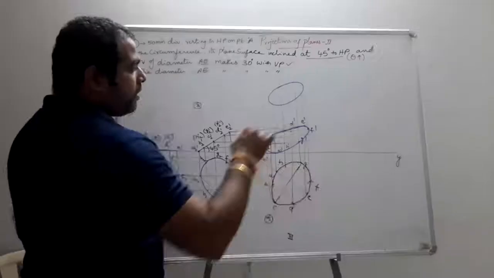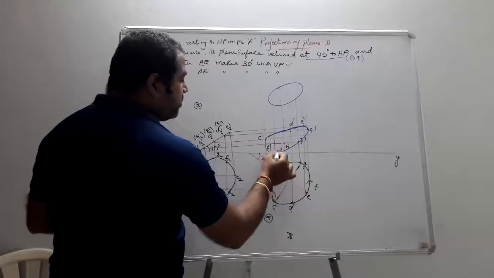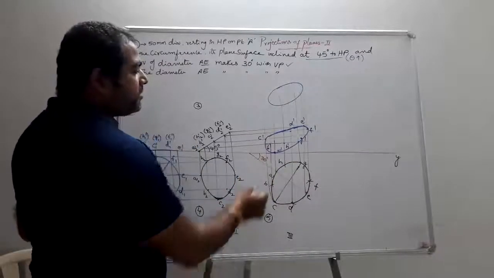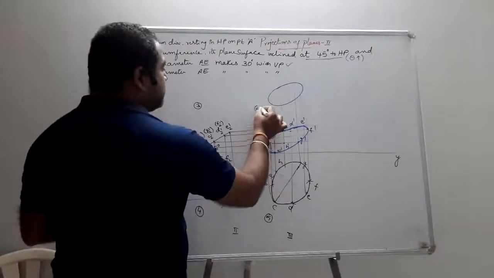Okay, so that means you will get an ellipse like this on the front view. Okay. So one of the points which is resting on the ground is this A dash, that is going to be touching the ground. So this becomes your sixth step.